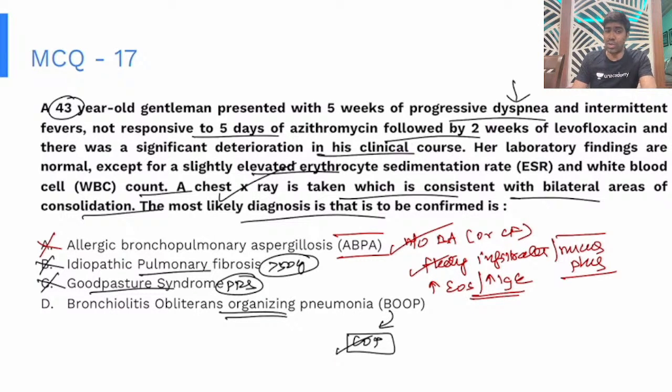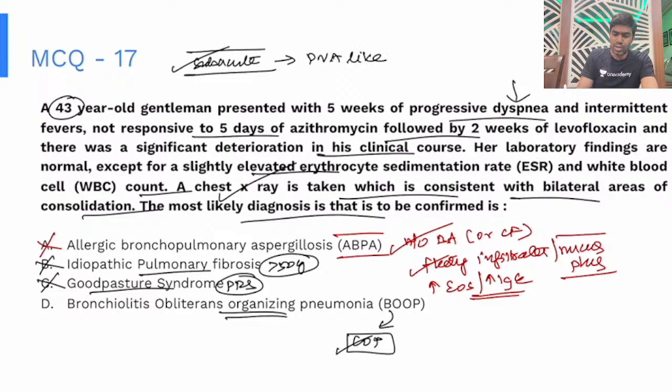So how is COP going to present? Typically, COP is going to present in a subacute fashion. It will not have a chronic presentation. Many ILDs have a chronic presentation, but COP is going to have a subacute presentation, in the sense that they're going to have a pneumonia-like picture. Pneumonia-like picture means they will have fever, progressive dyspnea and progressive cough that is not responding to antibiotics.